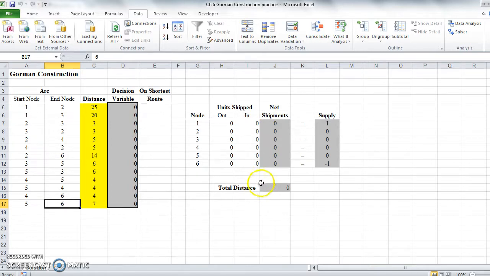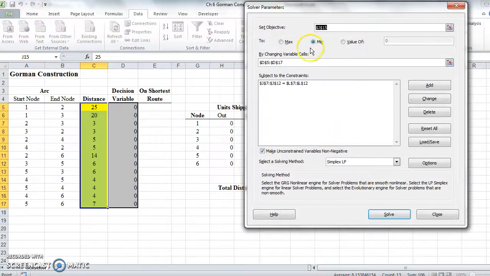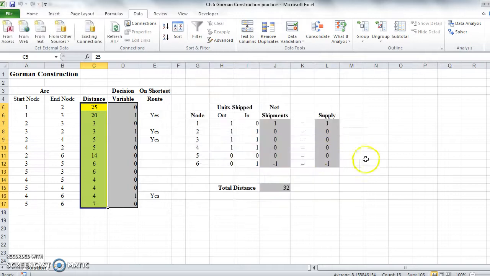In this particular case, after setting this up for Gorman's example and entering the distances that were given in the text, we merely invoke Solver. This is set up for min, not max. Simplex LP, correct. Let's solve here.